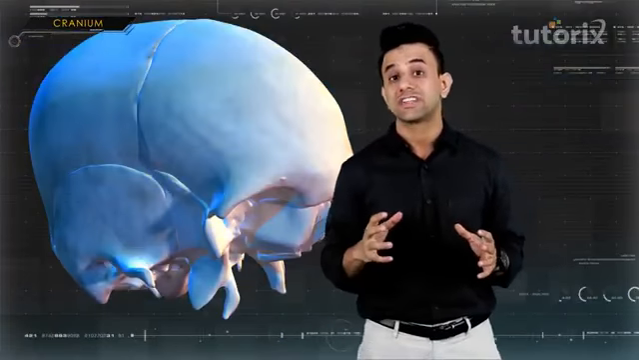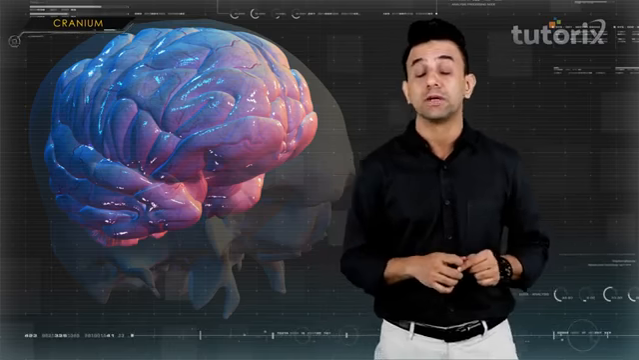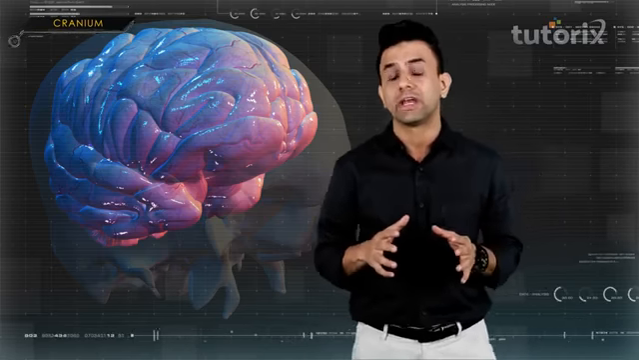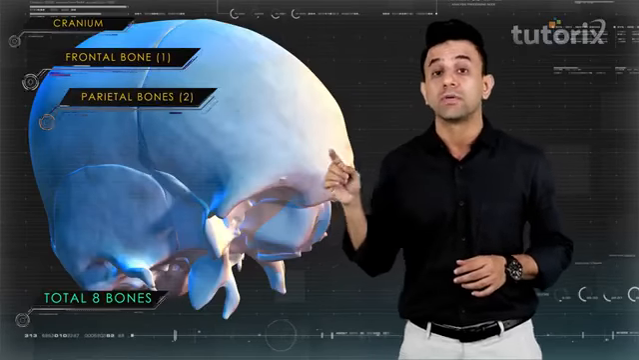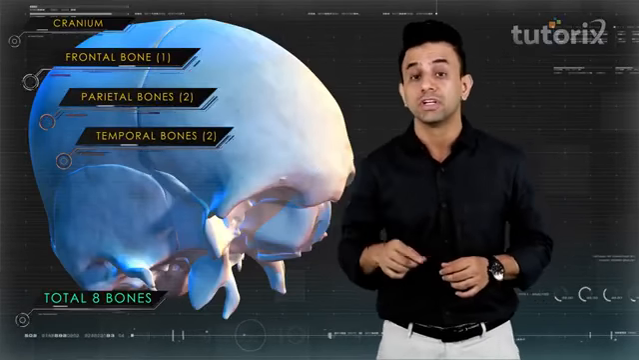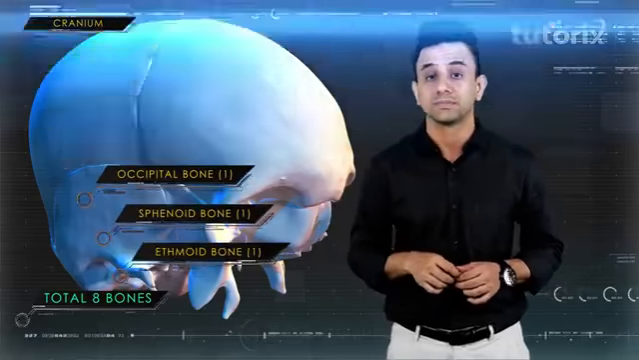Well, friends, you need to understand this, that the part of the skull which surrounds the brain is known as the cranium, and this cranium protects the brain. The cranium has 8 bones, namely the frontal bone, the 2 parietal bones, the 2 temporal bones, the occipital bone, the sphenoid bone, and the ethmoid bone.